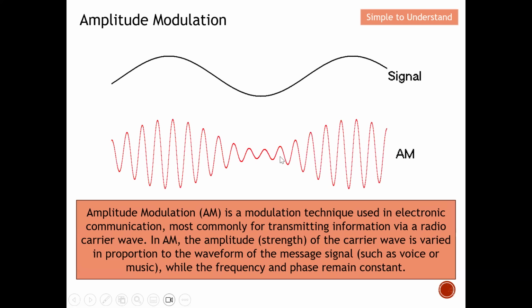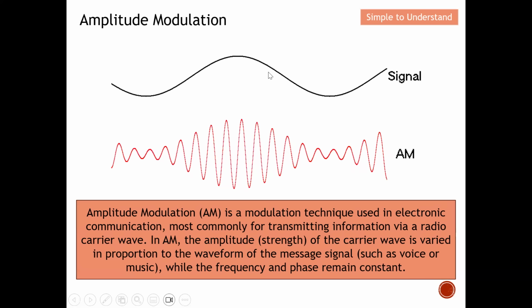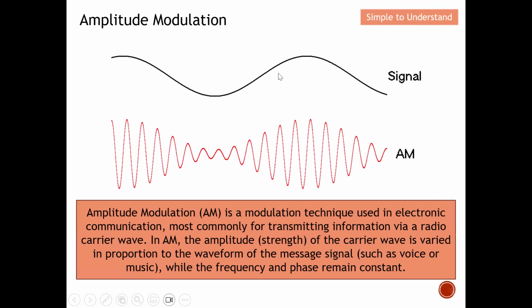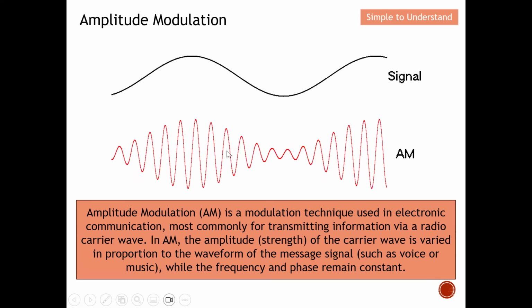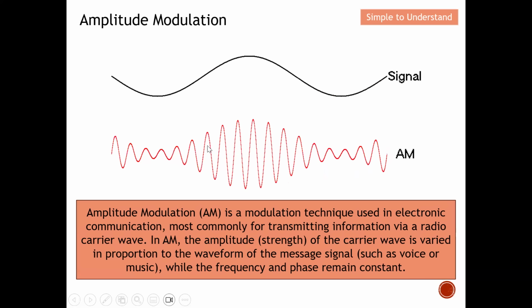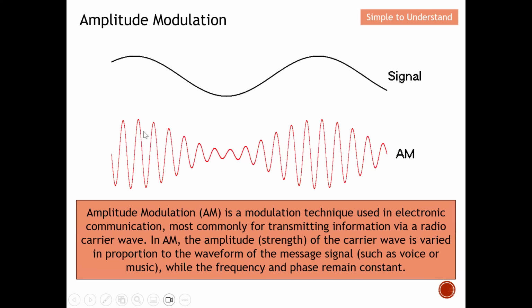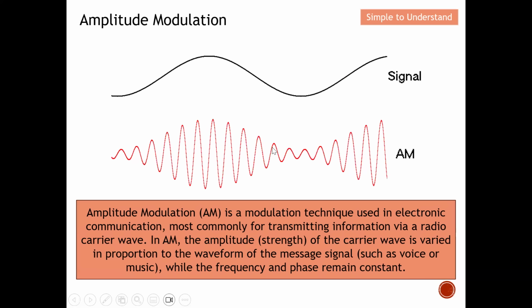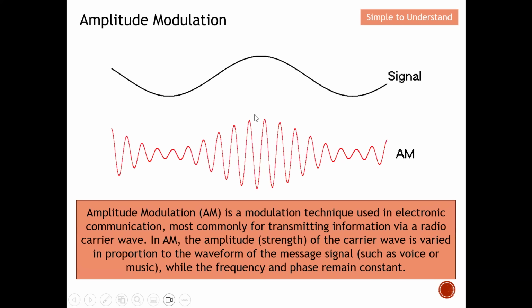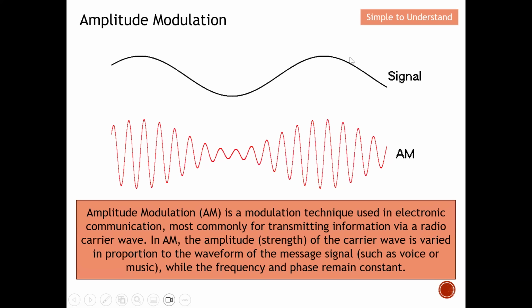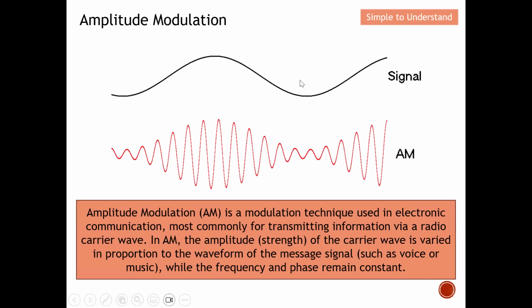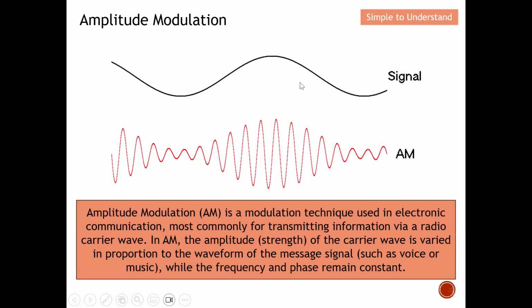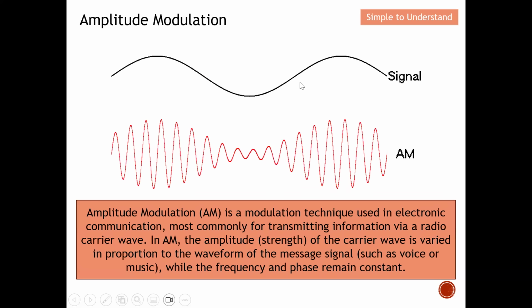From here, you can see that I have successfully transformed a low frequency to a higher frequency. And if I'm going to recover back the original message, I just need to trace the envelope and I will be able to receive back the original modulating signal. So basically this is what amplitude modulation is all about.